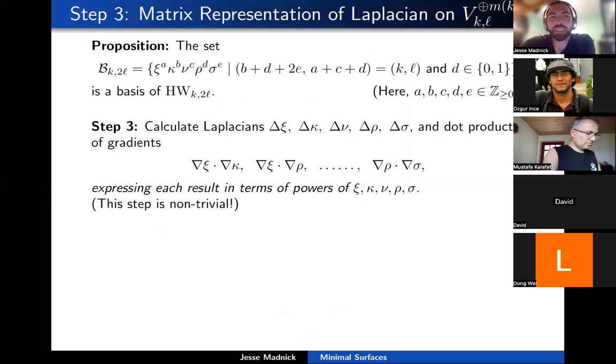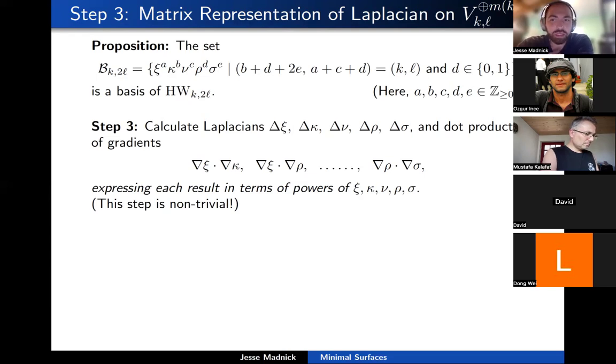So now we're on to step 3. And in step 3, we have to calculate the matrix representation of the Laplacian on each isotypical summand. Okay, the first step in doing that is to calculate the Laplacians of each of these functions. So the Laplacian of psi, Laplacian of kappa, etc. And you need the dot product of the gradients.